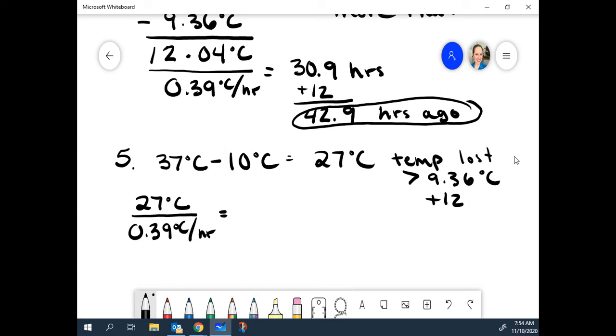Yes, good. Okay, so we need to fix this. When you get in a hurry, did that happen to you on any of yours? Anybody fess up? A lot of times on the test, I see that people forget to take away the first 12 hours. So if we take the 27 degrees Celsius, you're supposed to take away that 9.36. And what do we get?